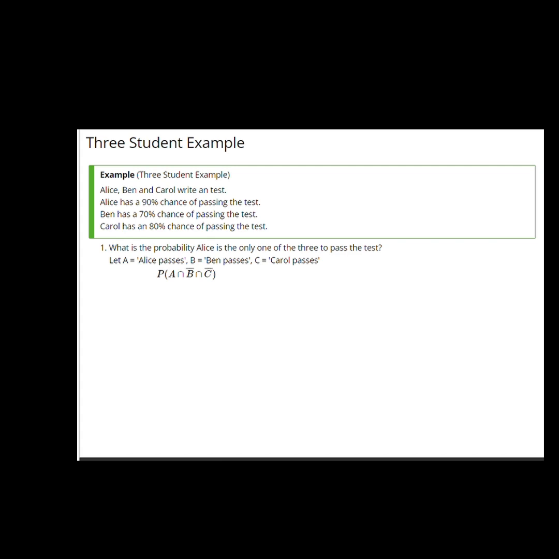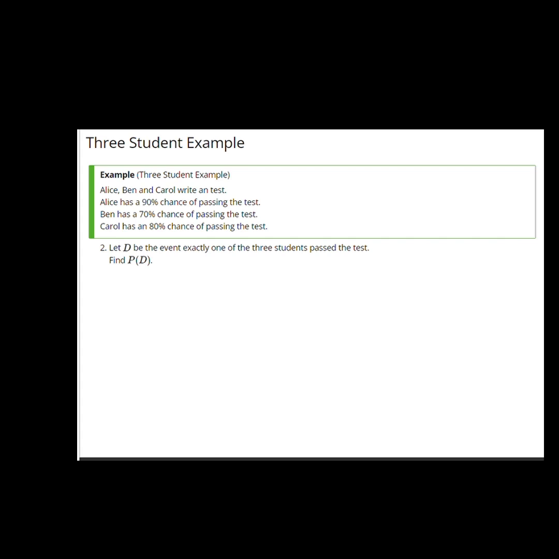Then the probability that Alice is the only one to pass the test is the probability of the event A and B complement and C complement, which by independence is P of A times P of B complement times P of C complement. Now P of A is 0.9, P of B complement is 0.3, P of C complement is 0.2. And so we multiply these 3 together to get the probability Alice is the only one to pass the test.